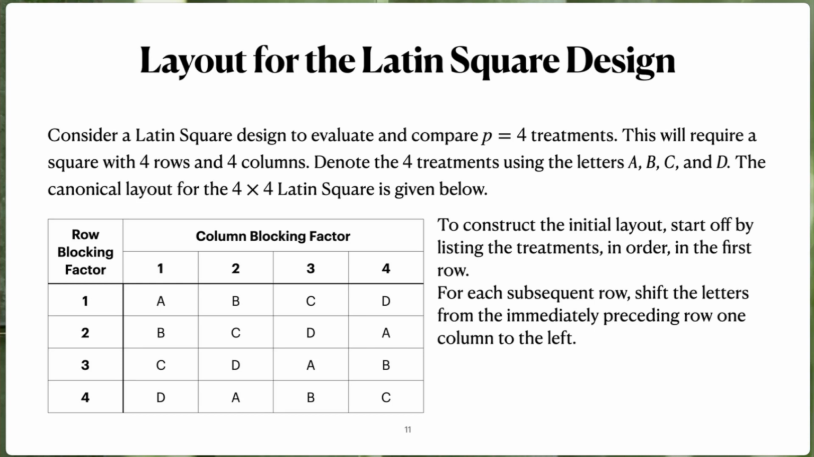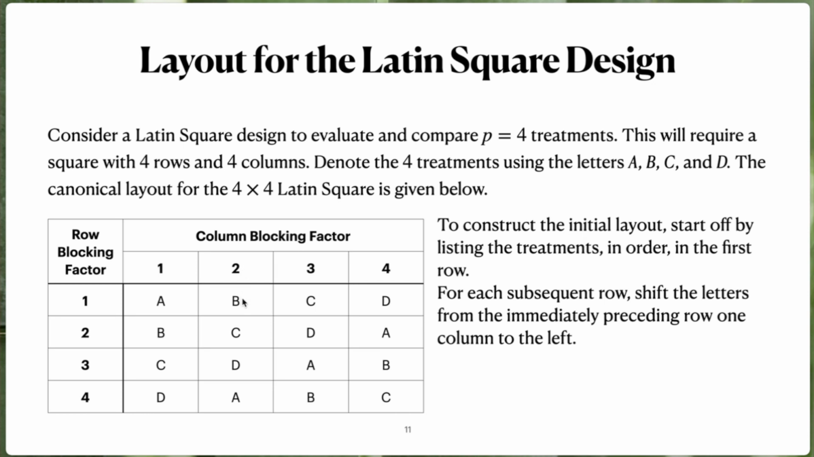Now, to construct the initial layout, this canonical or initial layout, start off by listing the treatments in order. So A, B, C, D in the first row. So that's what I've got here, the first row. I'm listing them in alphabetical order. And then for each subsequent row, shift the letters from the immediately preceding row one column to the left. And so to get the initial treatment listing for the second row, we would look at what's in the first row and then shift everything to the left one cell. And the one on the very left would wrap around to the right.